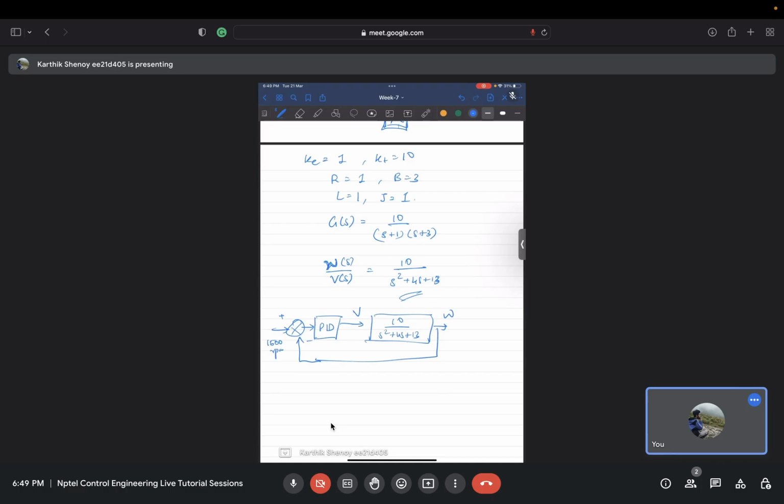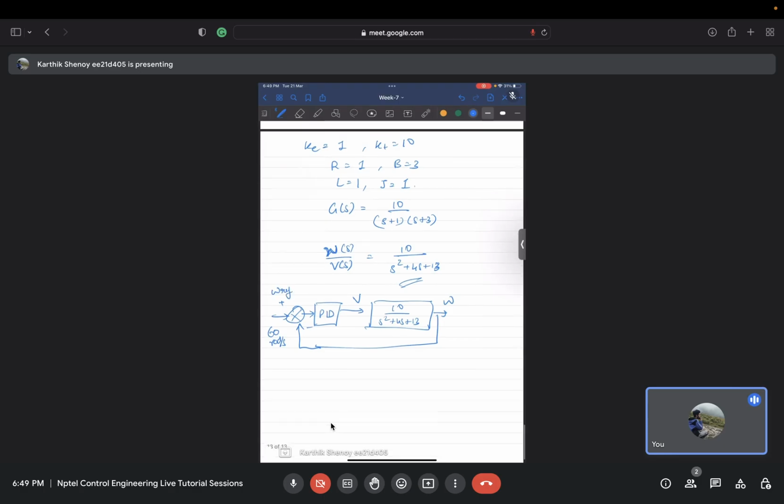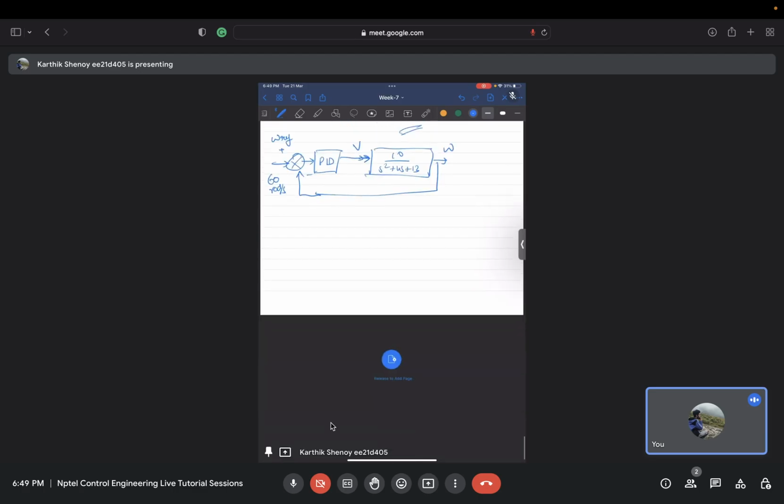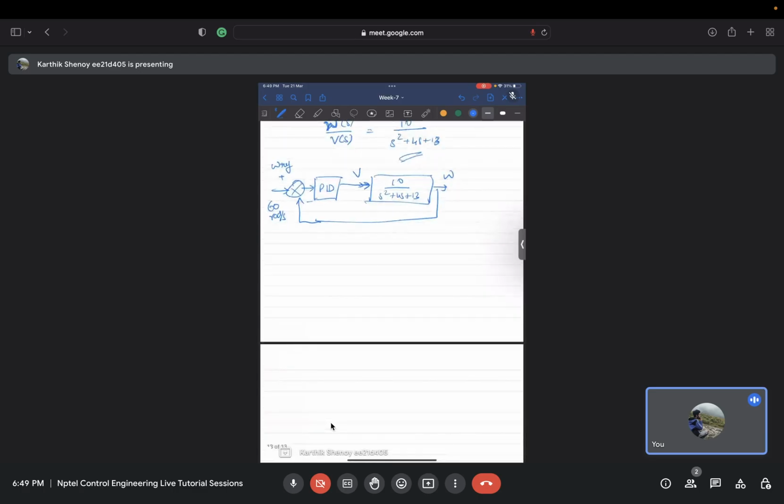So I'll just change that, maybe say 60 radians per second. That's my omega reference. I want my motor to rotate at 60 radians per second. So for my PID, I'll check if I can get away with my proportional controller. If I can, it's always good because it's just a gain. You just multiply the error with a gain and pass it.